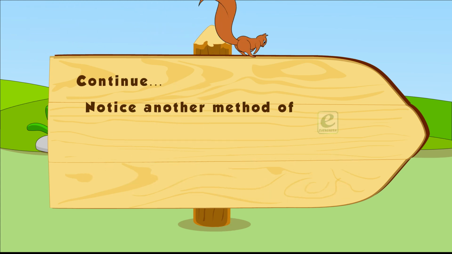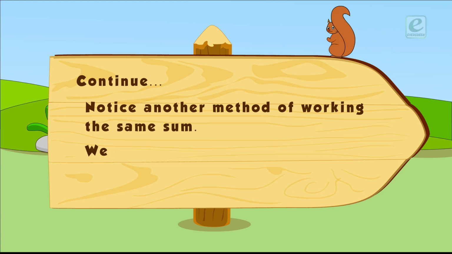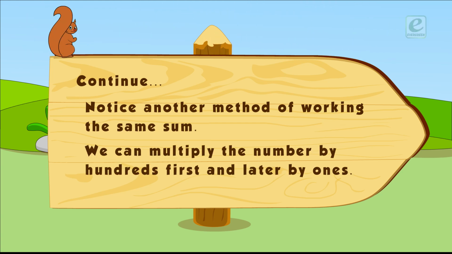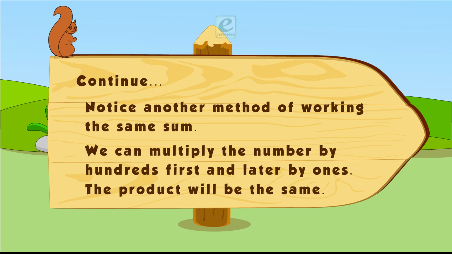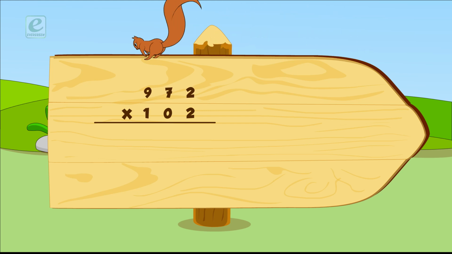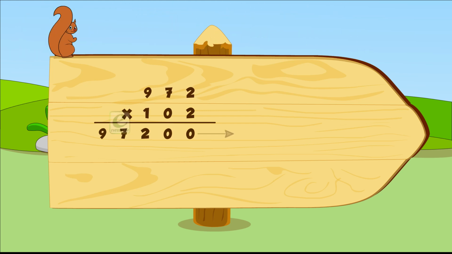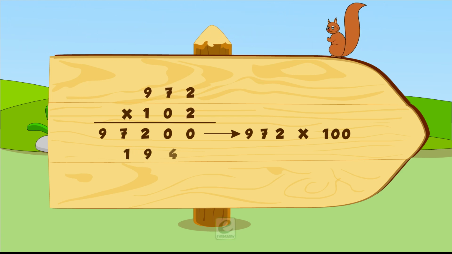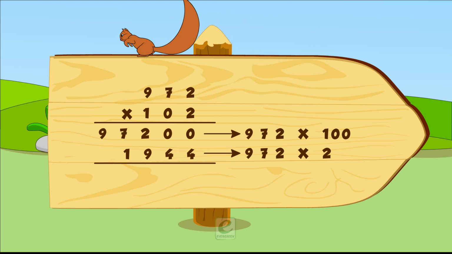There is also another method of working the same sum. We can multiply the number by hundreds first and then later by ones. The product will be the same. For example, first we will multiply 972 by 100, which is equal to 97,200. Then we will multiply 972 by 2, which is equal to 1944.